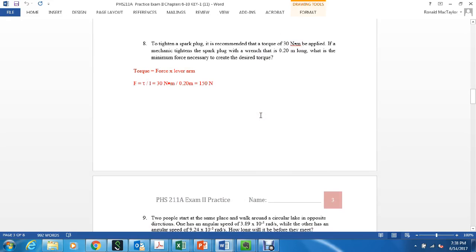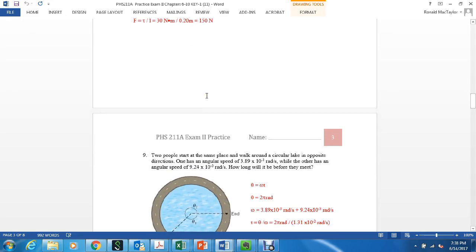All right, if we're going to tighten our spark plug, the simplest equation that we have for torque is torque equals force times lever arm. We're given the torque, we're given the lever arm, so we want to solve for the force. Force equals torque divided by lever arm. 30 newton meters of torque divided by 0.2 meter lever arm gives us 150 newtons of force required.